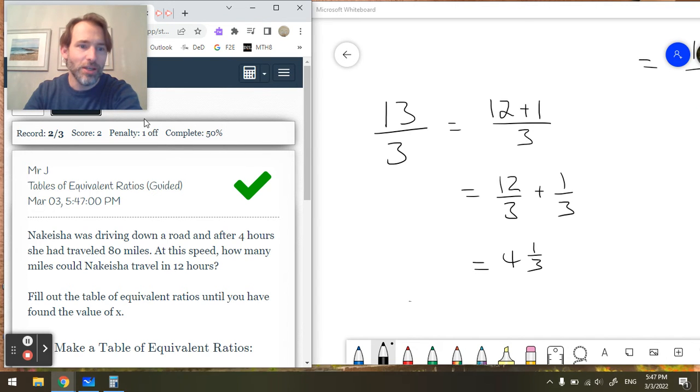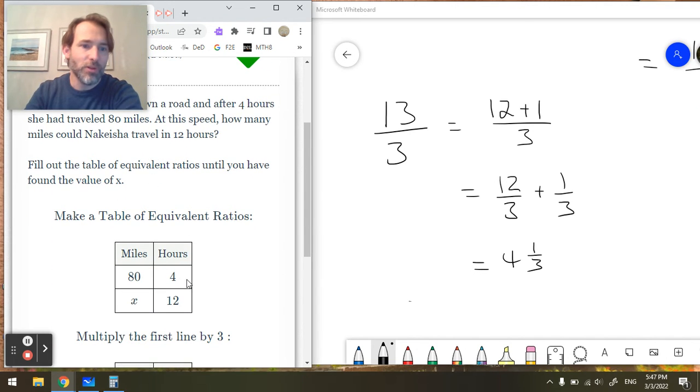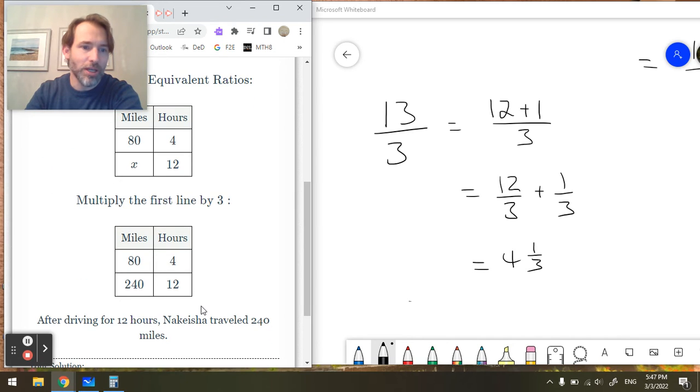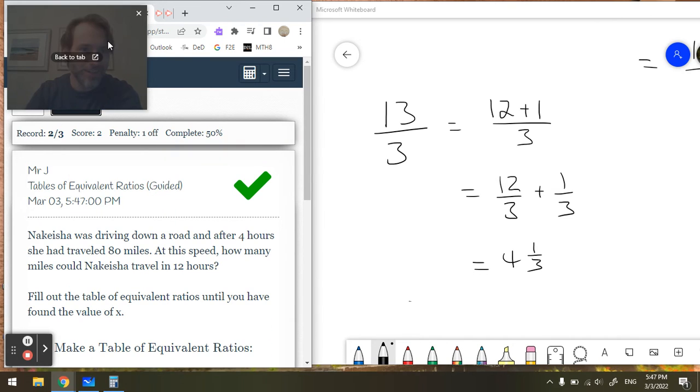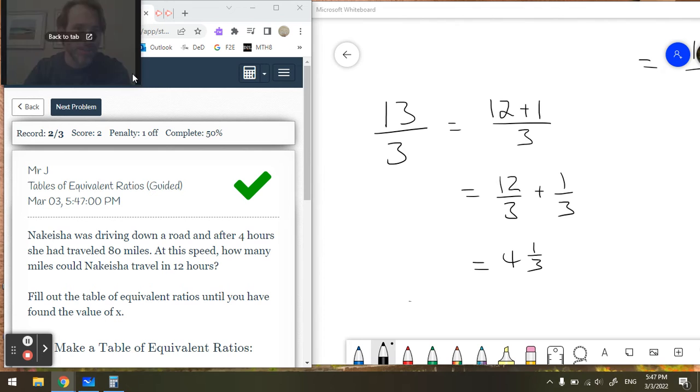Yay! Okay, so we make a table of equivalent ratios, right? So you can use a table to answer these ratio questions. It's pretty cool. I didn't actually have that method before, using a table, and now Delta Math has taught me something new. All right, so let's keep going.